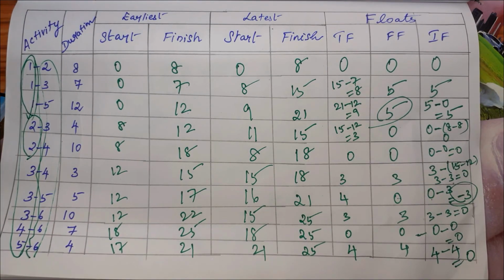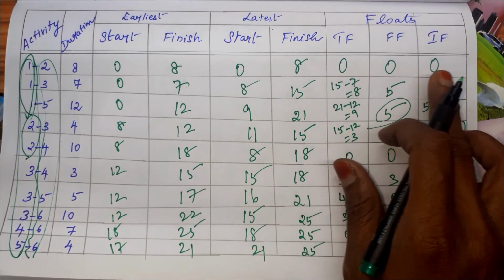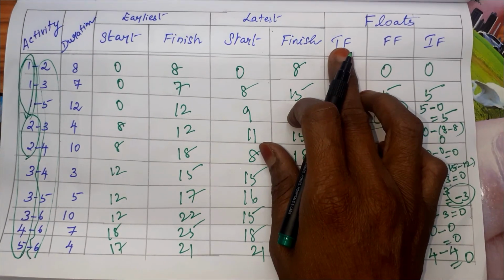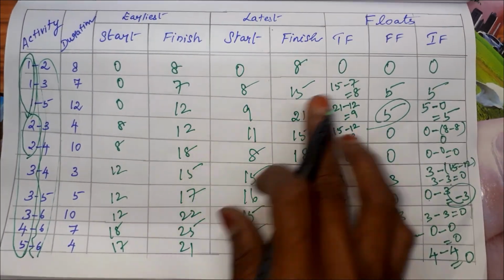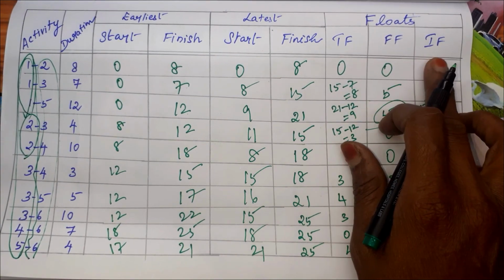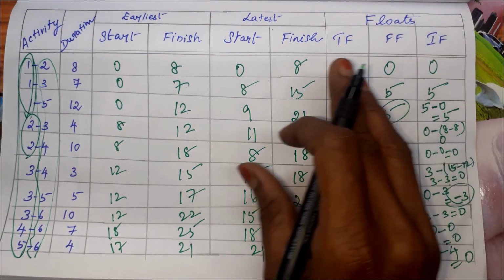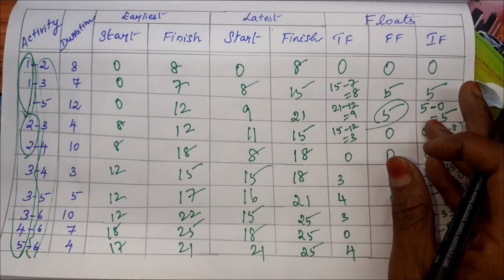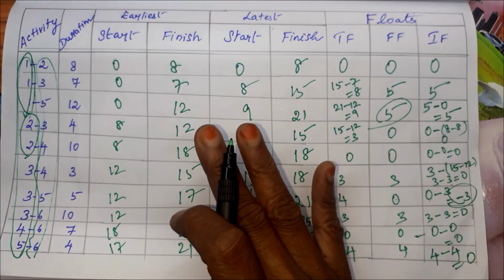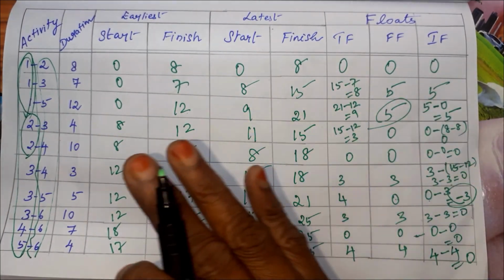Is it clear how we are calculating total float, free float and independent float? Total float, just we have to subtract from the table. For free float and independent float, we are combining the table values as well as the diagram values. Kindly go through everything clearly, and I wish you all the best.